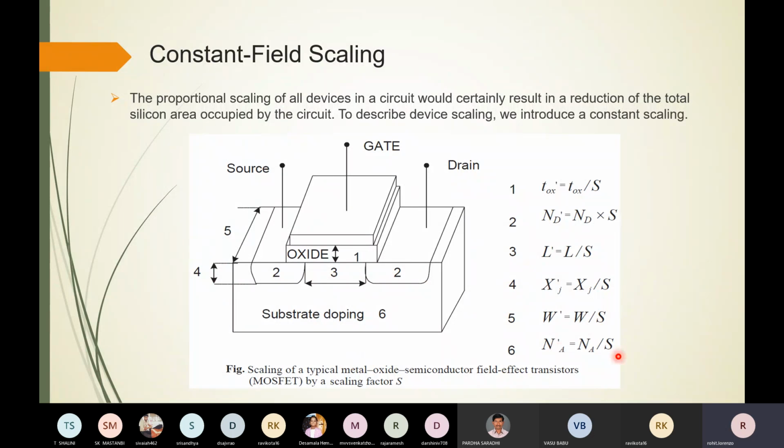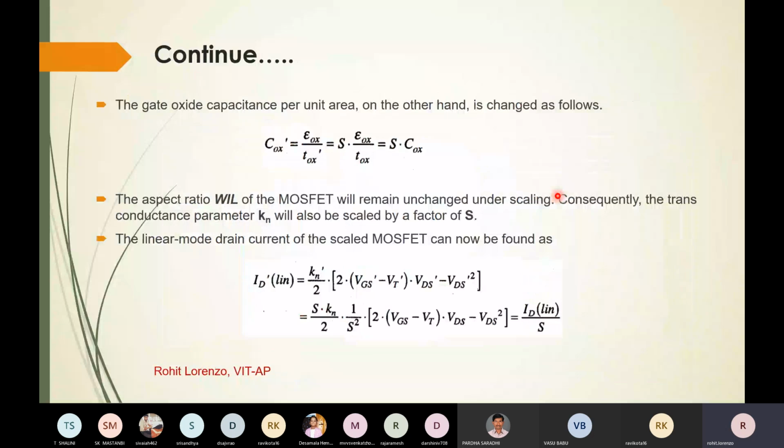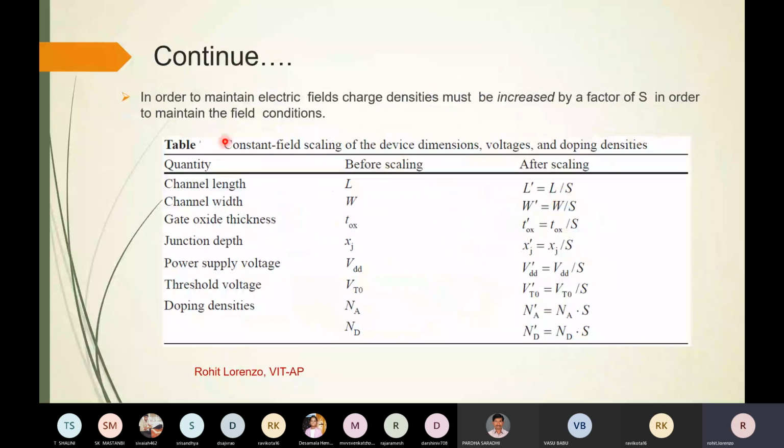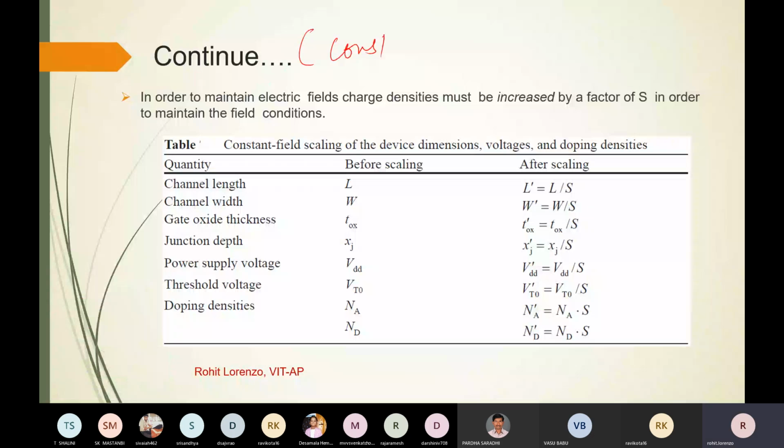We'll see there are two types of scaling: one is constant field scaling and the other is constant voltage scaling. This is constant field scaling, or you can say full scaling. In order to maintain the electric field, as the name itself says, constant field, the charge densities must be increased by a factor of S. So these are the conditions for constant field scaling.